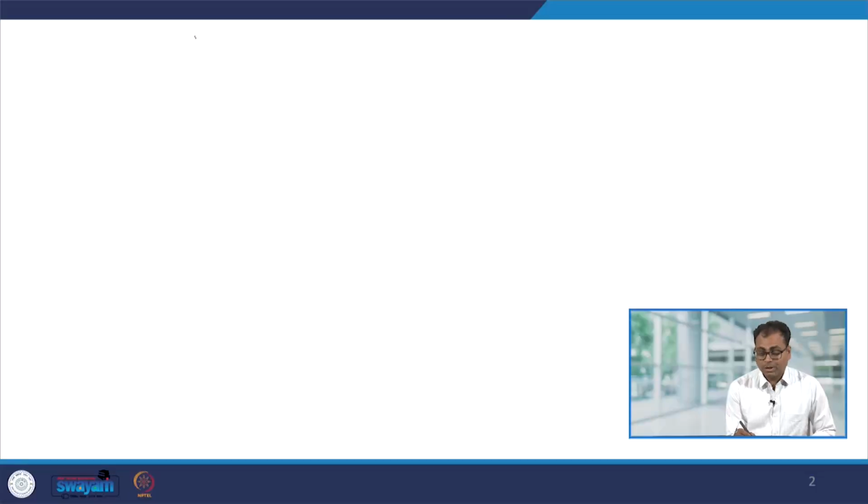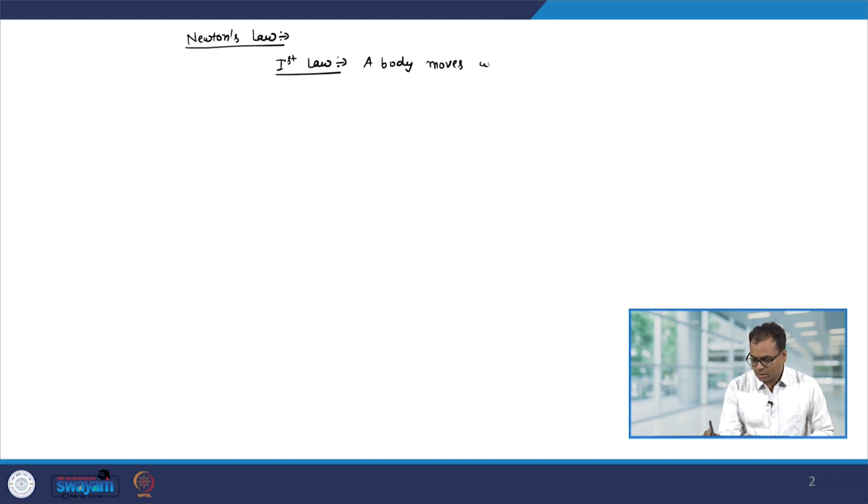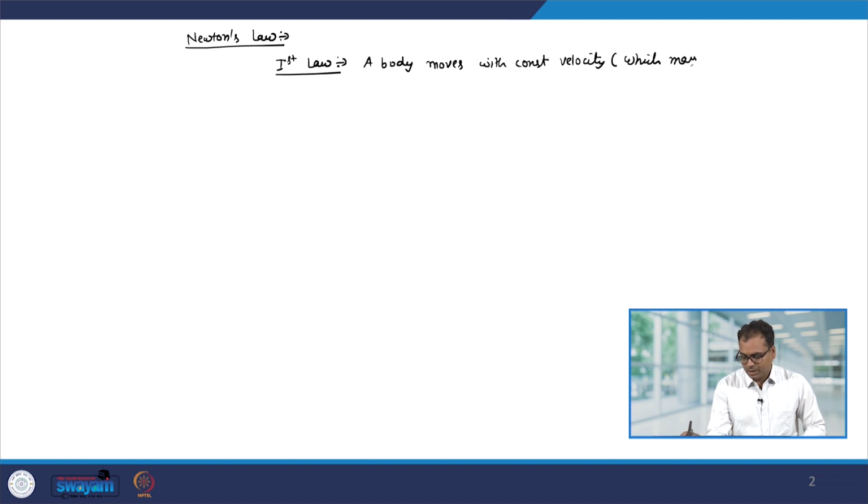So, Newton's law. The statement of the first law is the following: a body moves with constant velocity, which may be 0 also. So, that means the body is at rest unless acted on by a force.